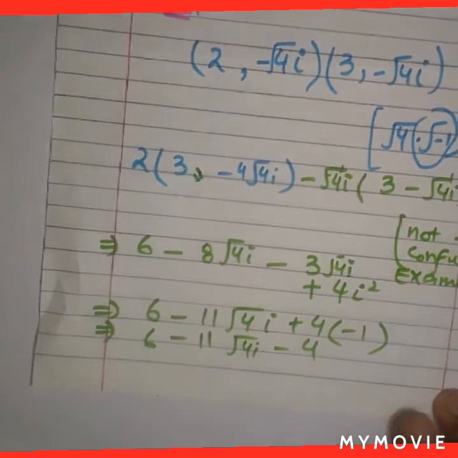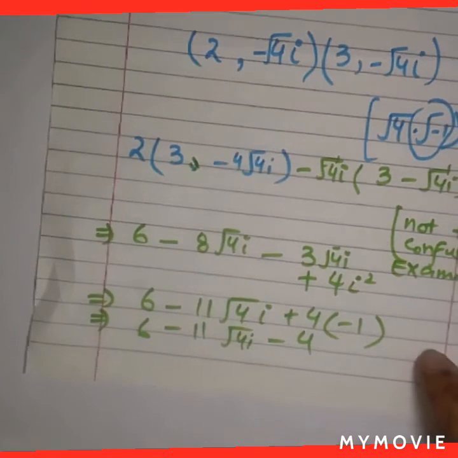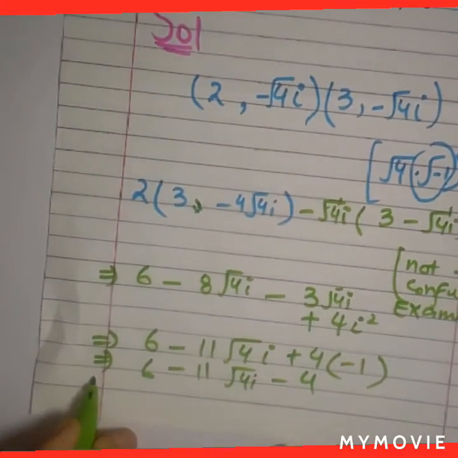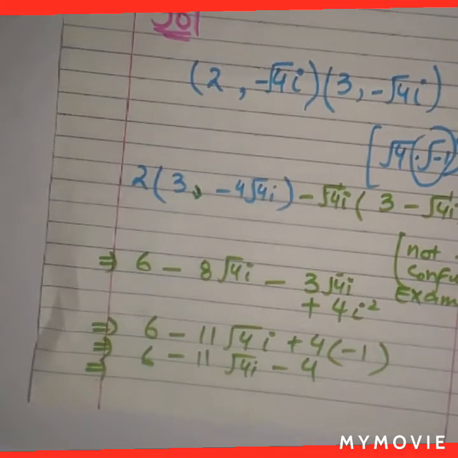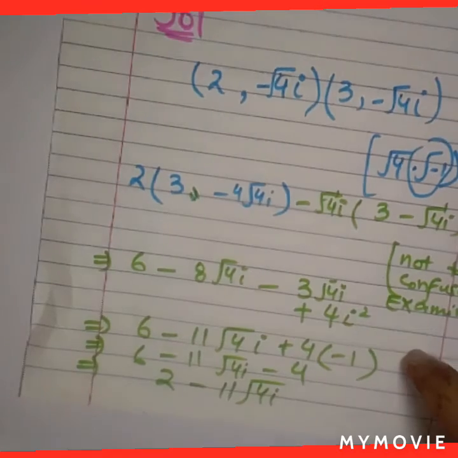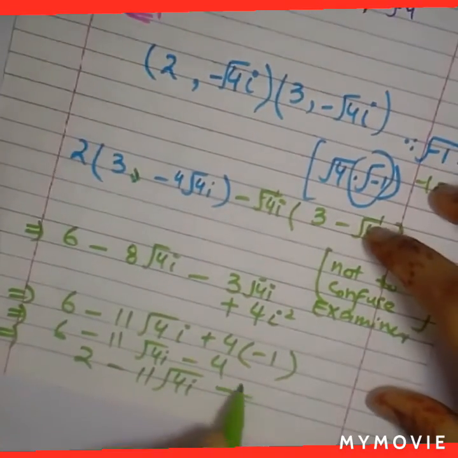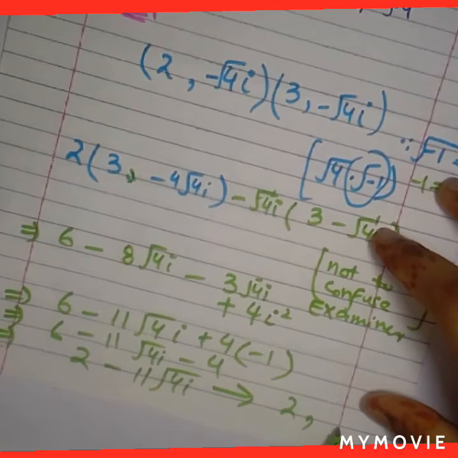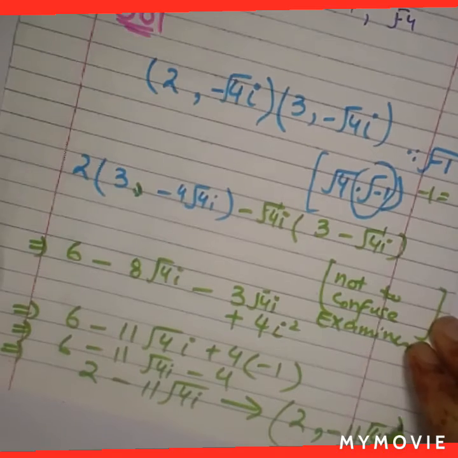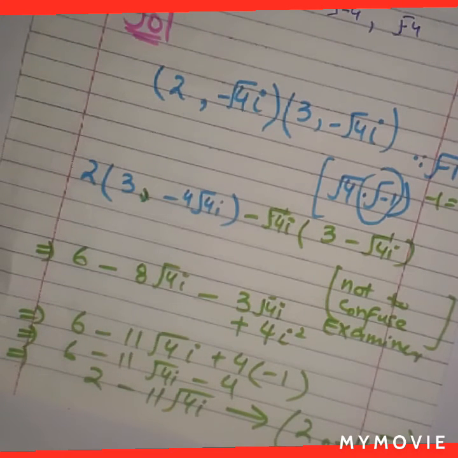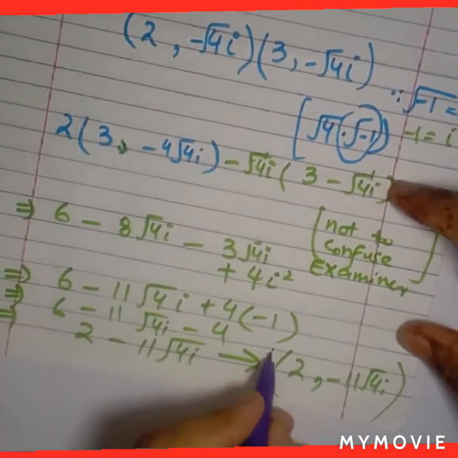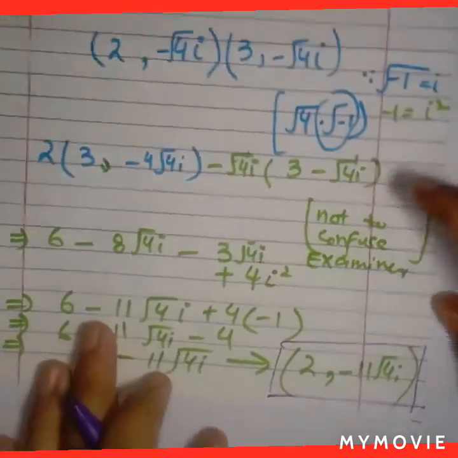This is a simple simplification. The first step, the greater step, you have done. Now this is our answer. It can be answered and more simplified as 2 minus 11 under root 4 iota, or you can write it as 2 comma minus 11 into 4 iota. I am using iota instead of under root minus 1 because it's the right way to do any question. And in the last step you have to mark your answer.